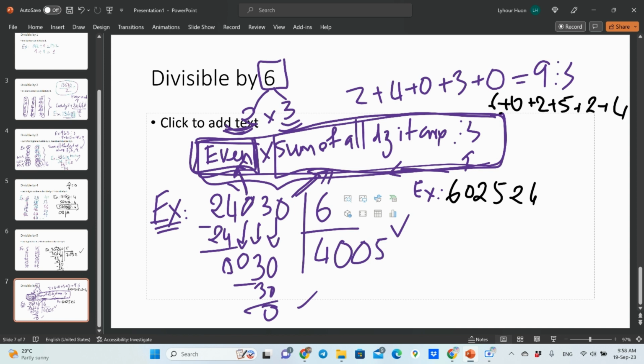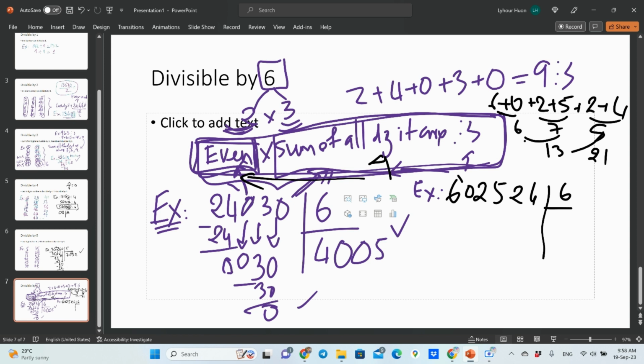Okay, 6 here, this is 6, this is 7, this is 8. 6 plus 7 is 13. 13 plus 8 is 21. Okay, so this is divisible by 3. So it completes both conditions. It's an even number and the sum of all digits is divisible by 3. So let's check if it's divisible by 6 or not before we go to the conclusion.